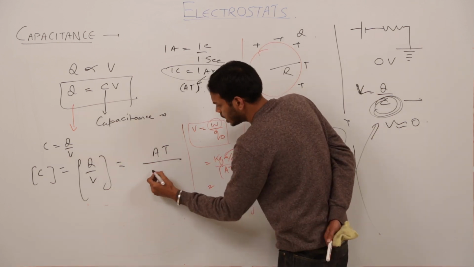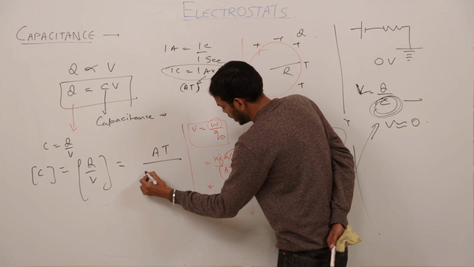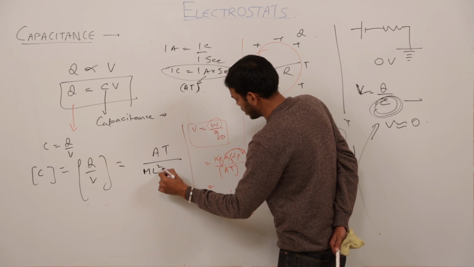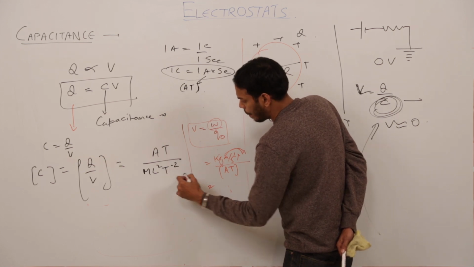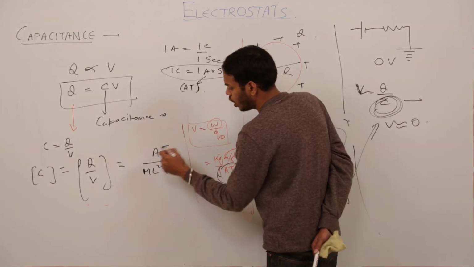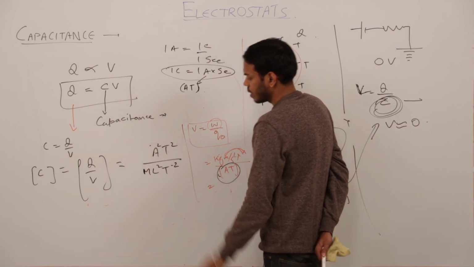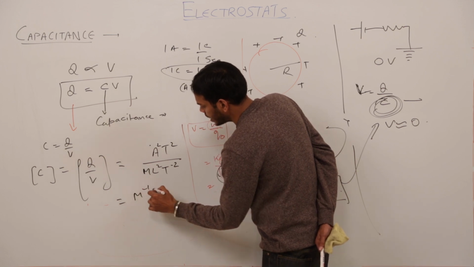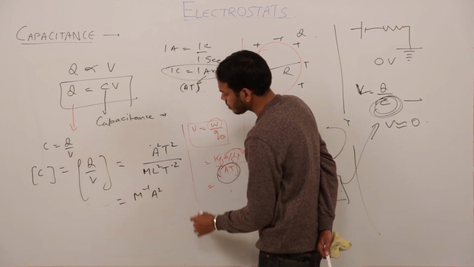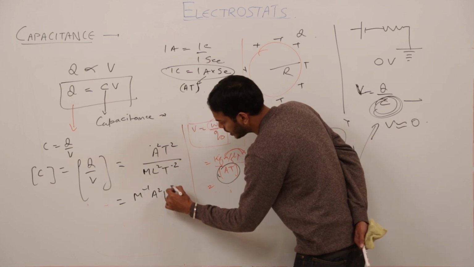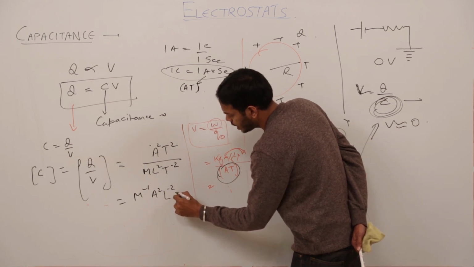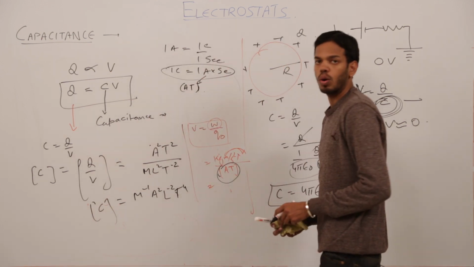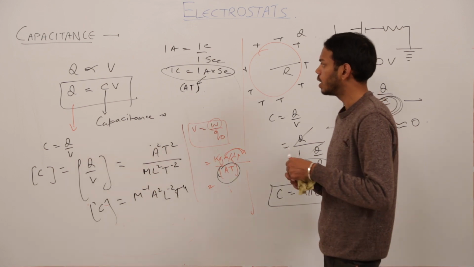In terms of dimensions, the dimensional formula of potential would be kg, that is M, meter square, that is L square, per second square, that is T minus 2, upon A into T, which will go upwards. And hence the final dimension formula is M minus 1, L minus 2, T 4, A square. This is how we deduce the dimensional formula of capacitance.